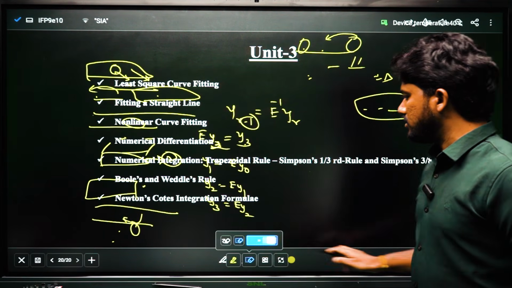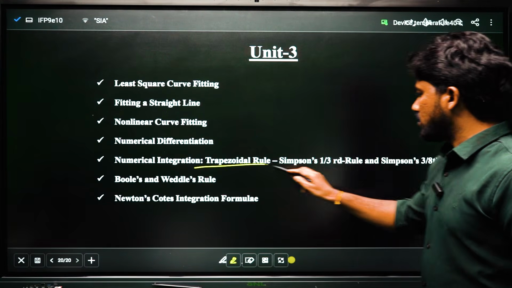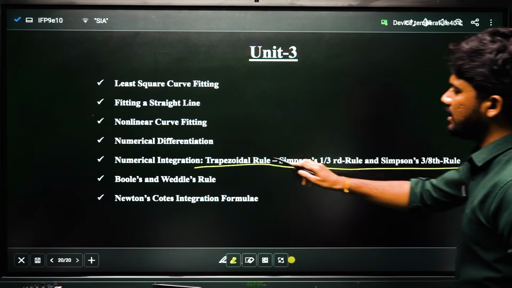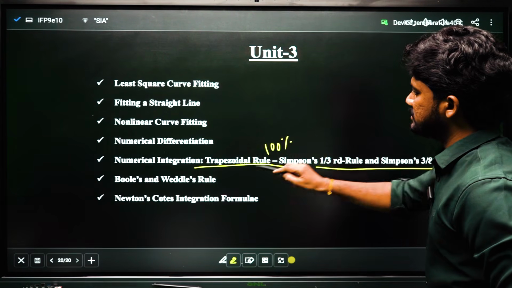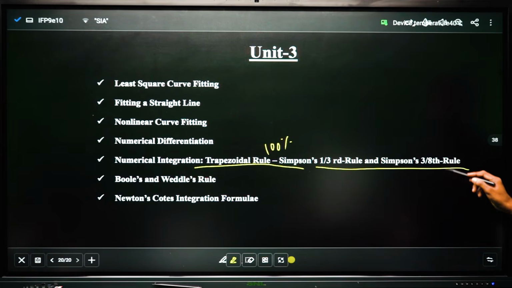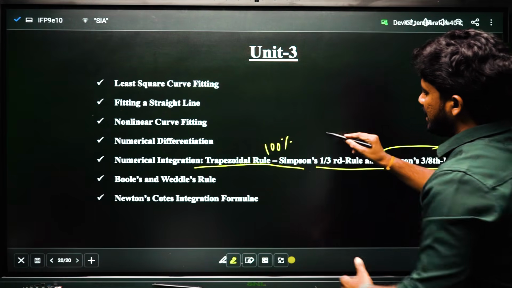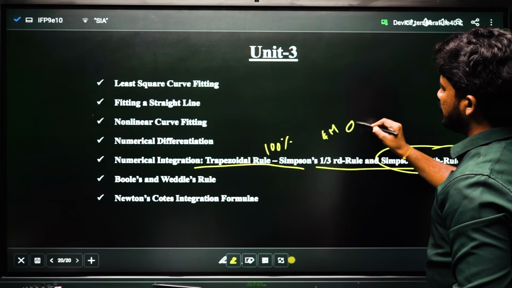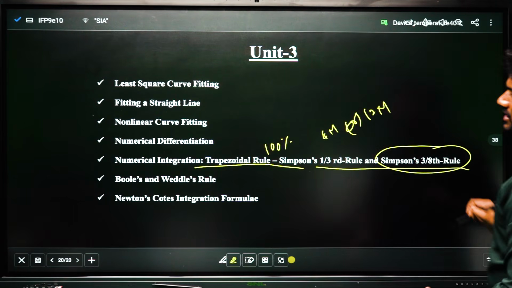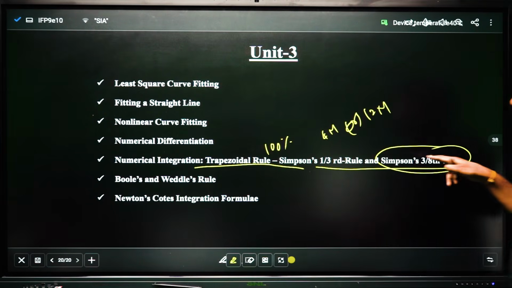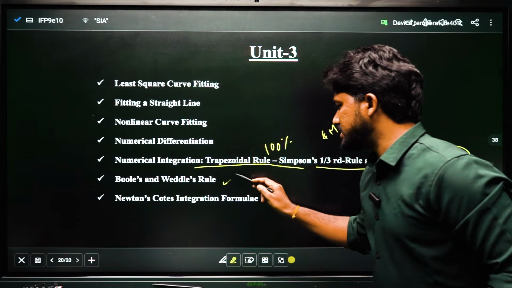You need to mainly focus on these rules. Every year, 100% there is a question from the trapezoidal rule, Simpson's 1/3 rule and Simpson's 3/8 rule. Just learn these three methods; either one 4 marks or one 12 marks question, 100%. The general derivation of these three methods is also very important, and Boole's and Weddle's.